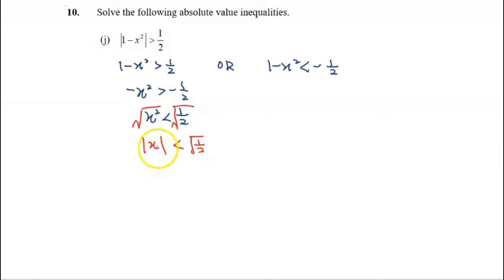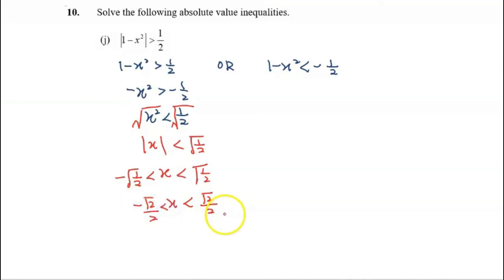So now I can use the basic definition for the simple modulus of x less than square root 1 over 2. I define my modulus in a simple way, which is x less than square root 1 over 2 and greater than negative square root 1 over 2. Rationalize the square root, it will become square root 2 over 2 and negative square root 2 over 2. So this is my answer for the left hand side.